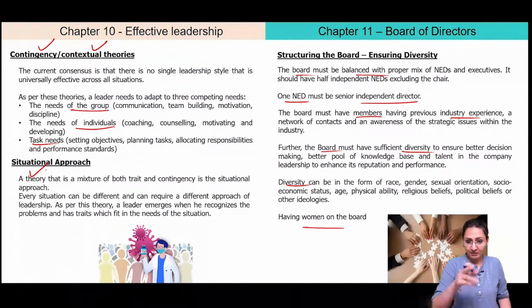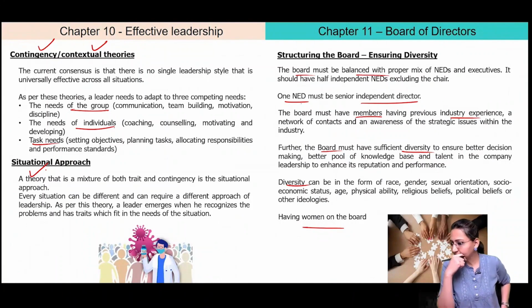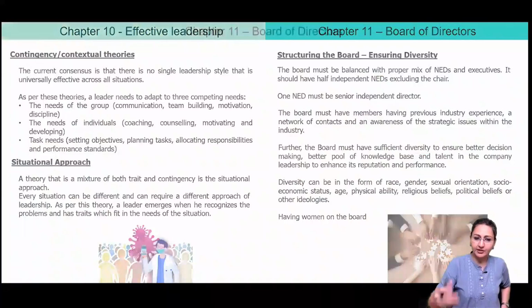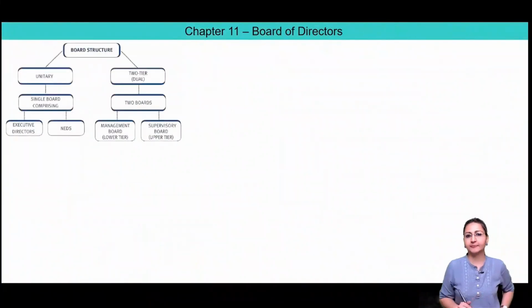But this is really important. Mark this as very important because there have been continuous questions on diversity in the board. Okay, and women representation, ensure women representation does exist here.